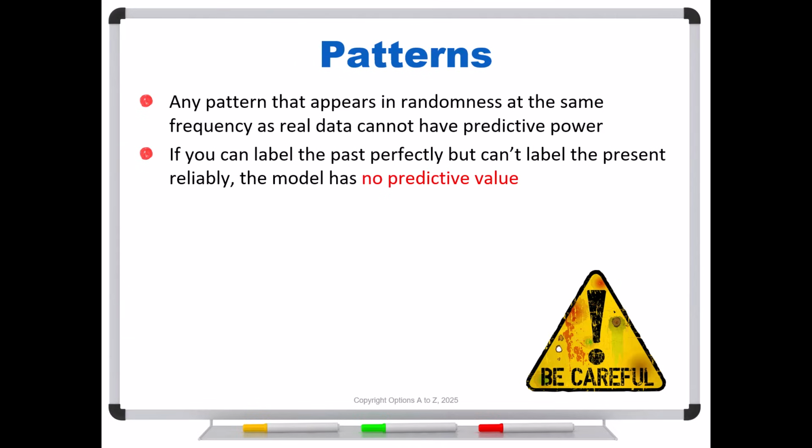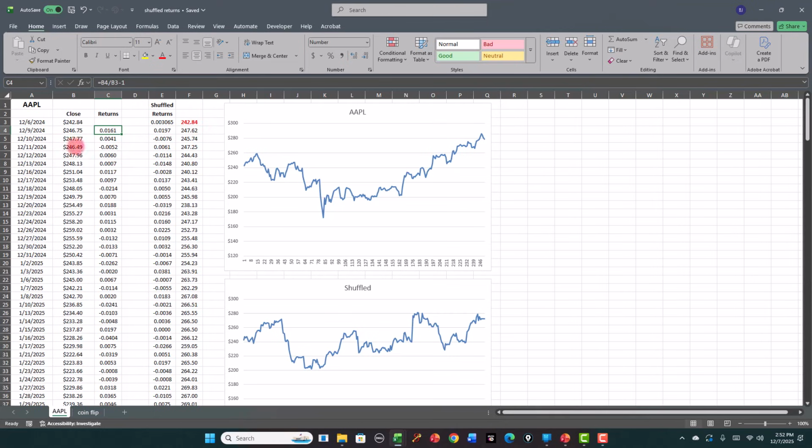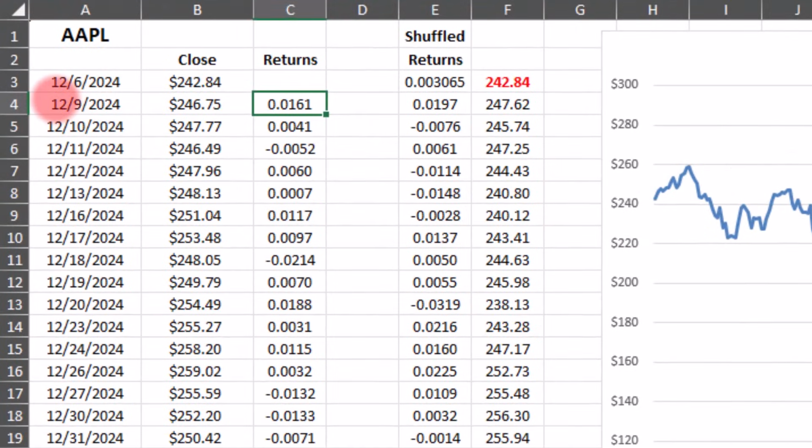So let's jump over to an Excel spreadsheet. All right, so here's roughly a year's worth of returns from Apple going back to December 6th of 2024. Closing price was $242.84. The next day, December 9th, closing price $246.75. And there's the return that we saw, 0.0161. And all that means is that this price, $246.75, divided by 242.84 is 0.0161 times higher. Or if we wanted to put that in percentage terms, 1.61% higher. So we would just say that's the return of that stock for that day, about 1.61%.